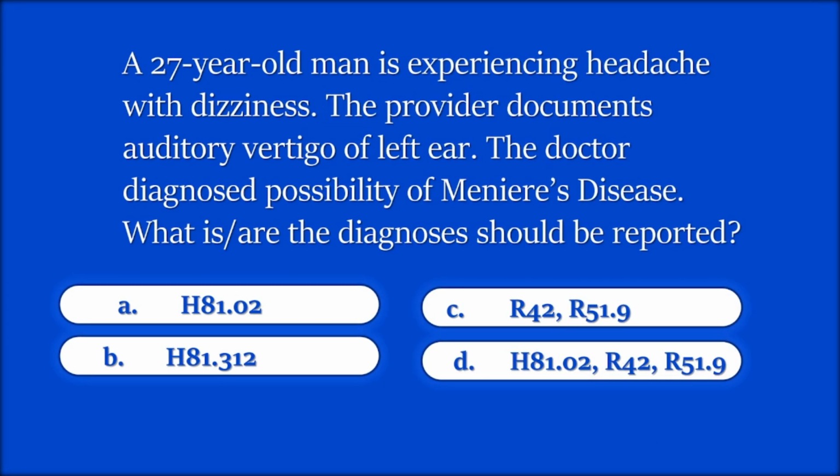A 27-year-old man is experiencing headache with dizziness. The provider documents auditory vertigo of the left ear. The doctor diagnosed possibility of Meniere's disease. So what is or are the diagnosis you will be reporting for today? Timer starts now.